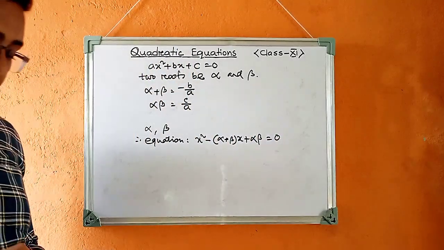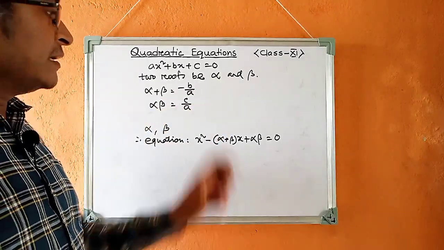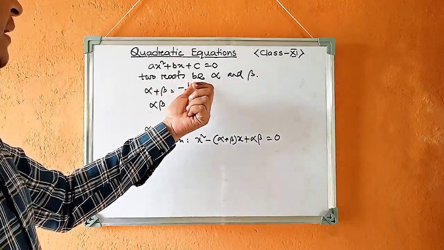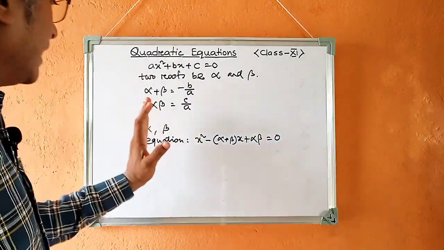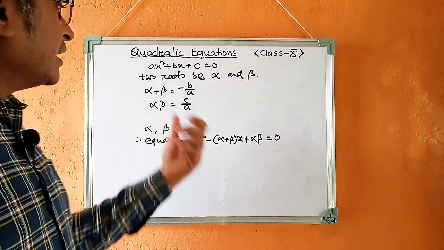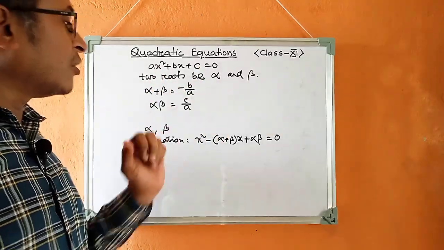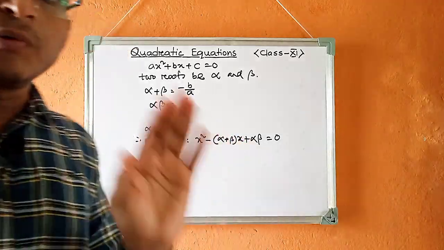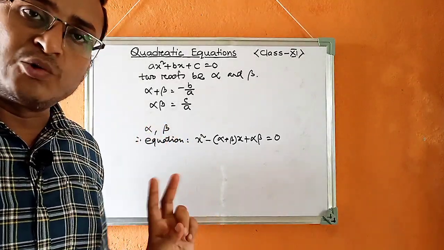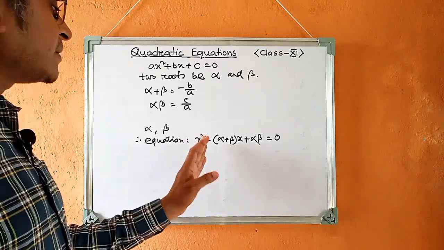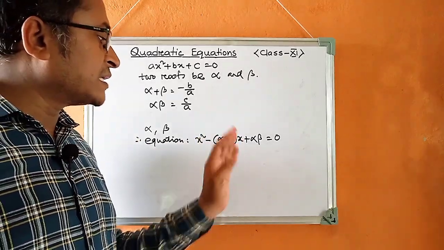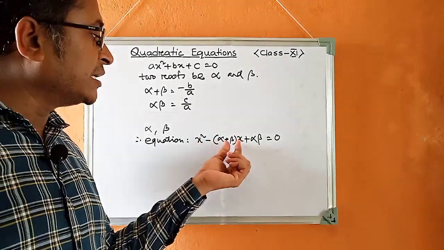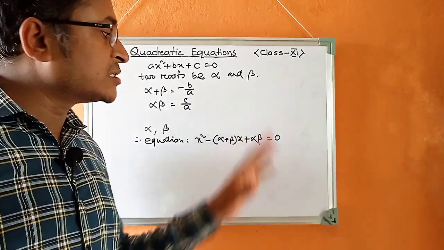Now I repeat again. When two roots, alpha and beta, are given in a quadratic equation, the sum of the roots equals minus the coefficient of x divided by the coefficient of x square, and the product of the roots, alpha beta, equals the constant term divided by the coefficient of x square. The equation is x square minus alpha plus beta into x plus alpha beta equal to 0. That means x square minus the sum of the roots into x plus the product of the roots equal to 0.